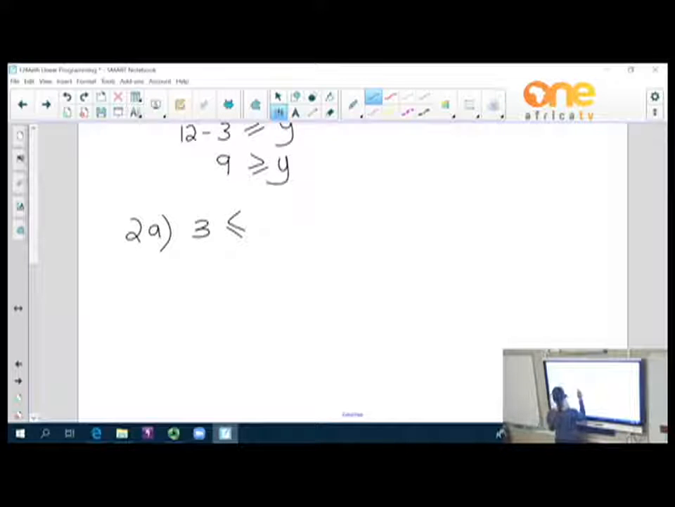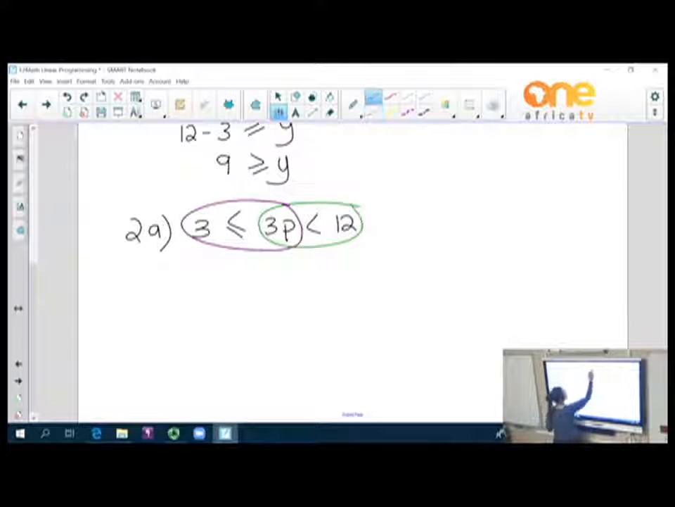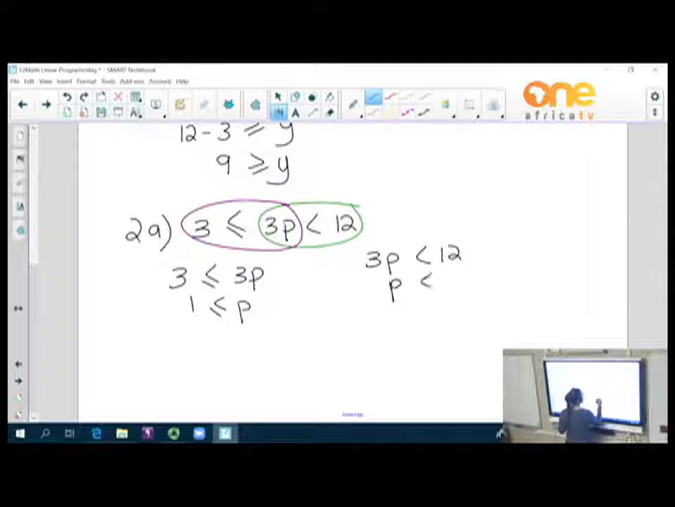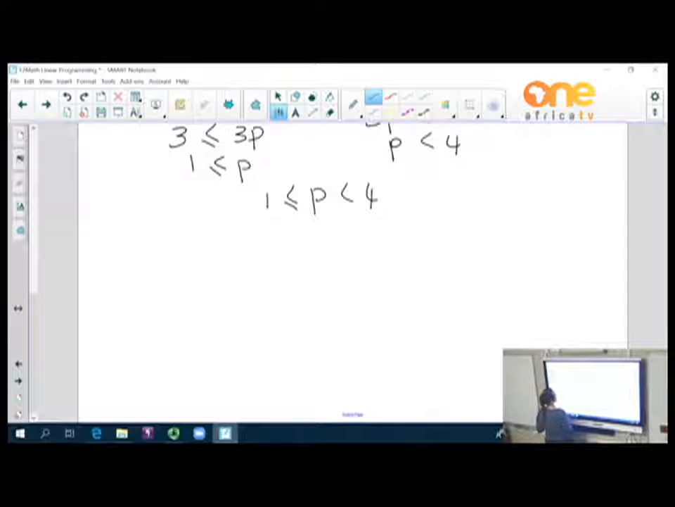3 is larger than or equal to 3p, which is less than 12. Two inequalities: first identify them and then you solve them. We can calculate p by dividing on both sides, and we get 1. And then the other inequality, divide by 3 on both sides to get p is less than 4. And then we write this into one inequality: 1 is less than or equal to p is less than 4.